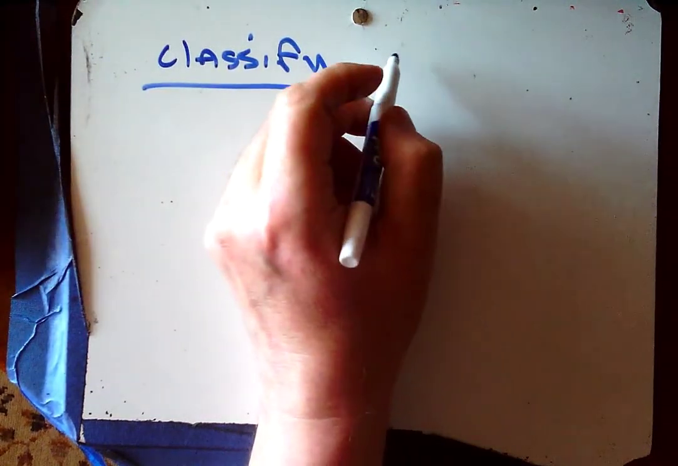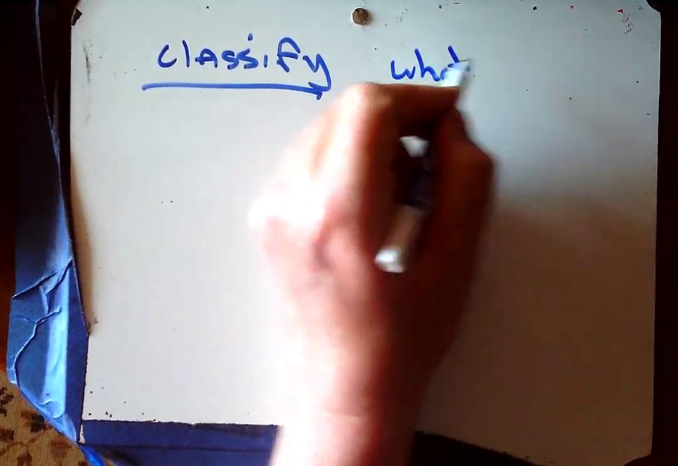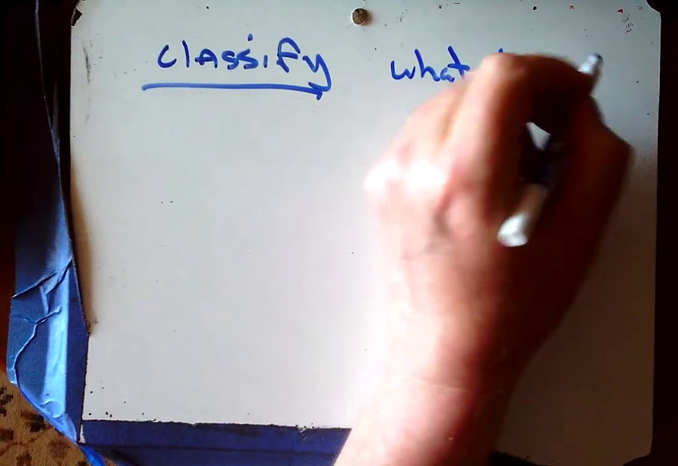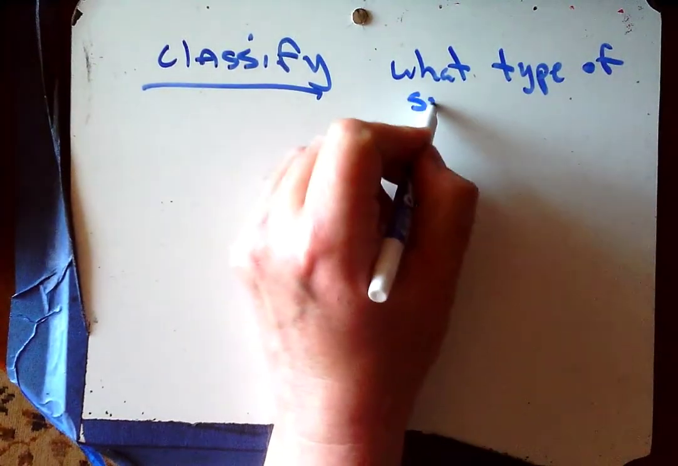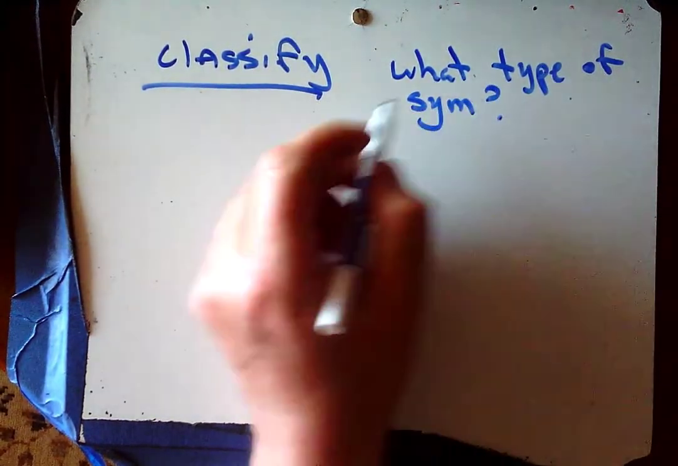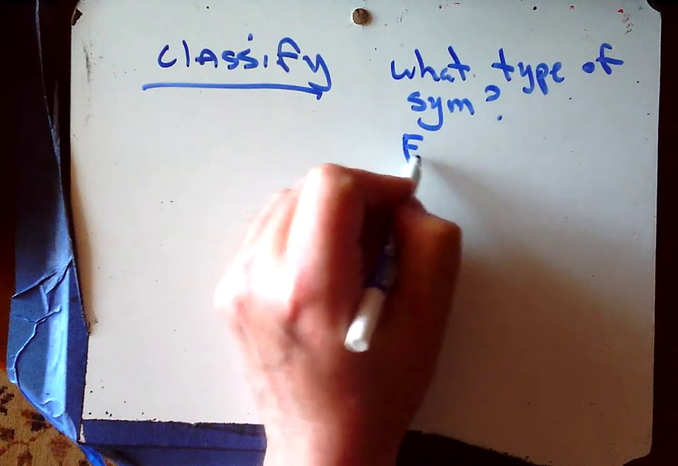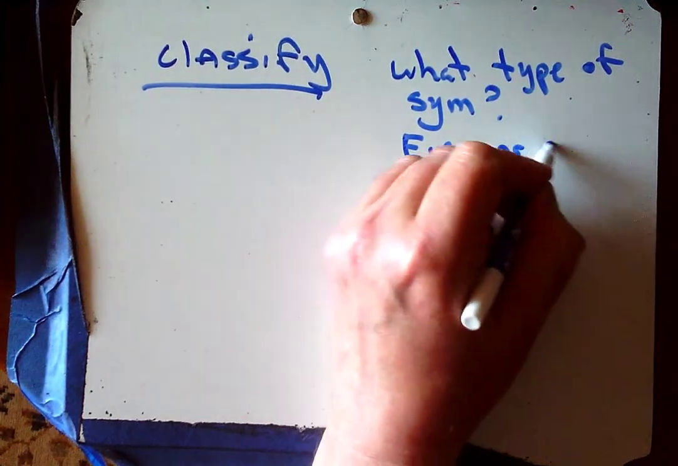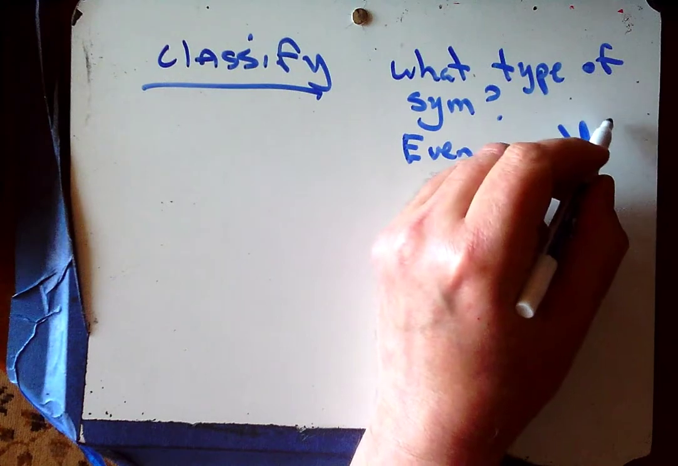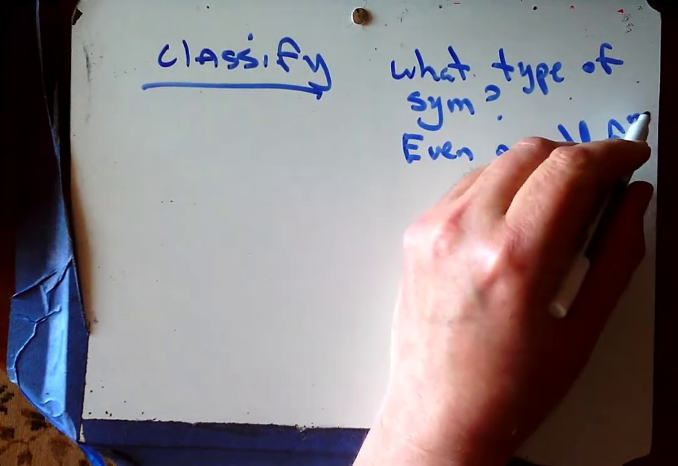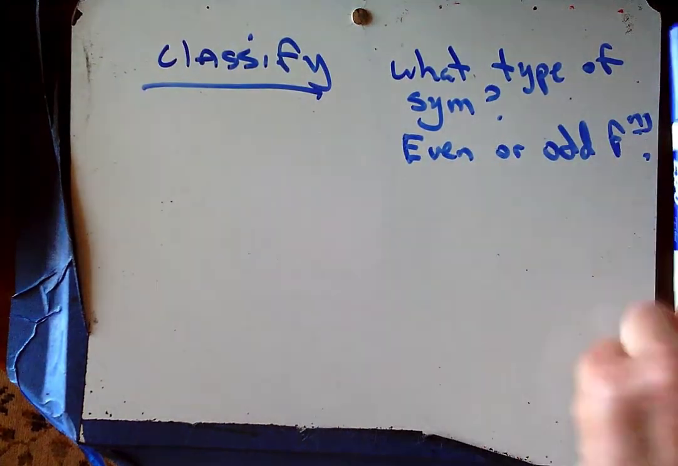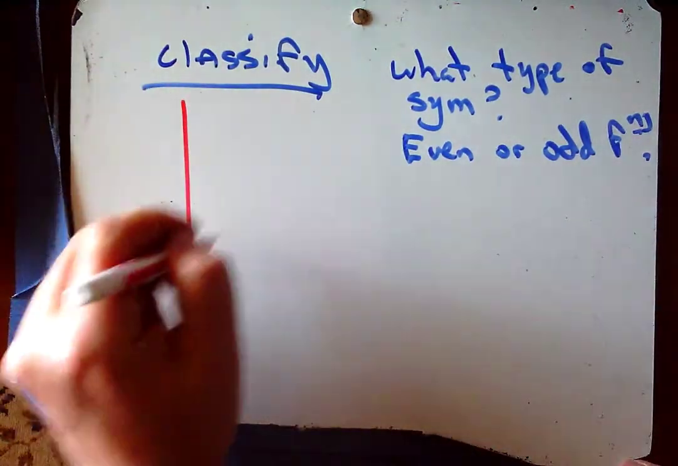I want to know what type of symmetry, if any, and I want to know, do we have an even or odd function, or neither, okay? So here's our first one.